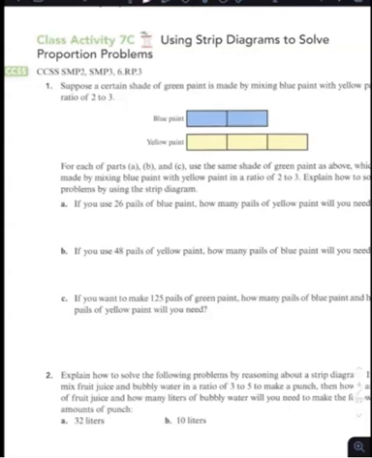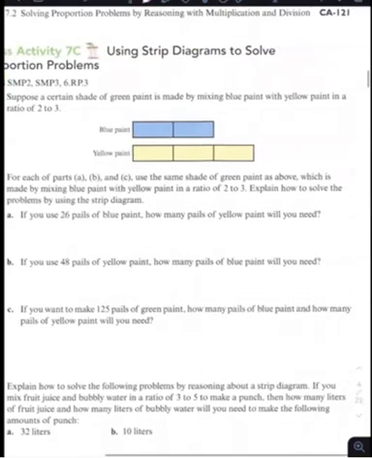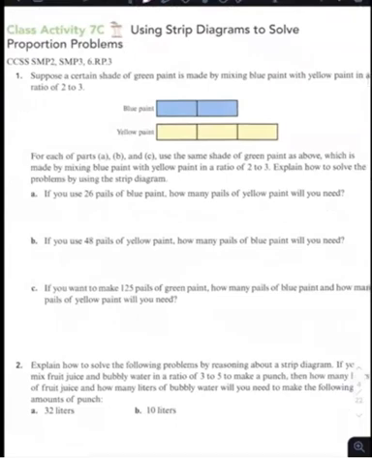Suppose a certain shade of green paint is made by mixing blue paint with yellow paint in a ratio of 2 to 3. Now, where is our ratio of 2 to 3 in this picture? All right, so notice that there are 2 of the blocks here and 3 of the blocks here. So if we mix up that much blue paint and that much yellow paint, we will have a ratio of 2 to 3. For each of parts A, B, and C, use the same shade of green paint as above, which is made by mixing blue paint with yellow paint in a ratio of 2:3. Explain how to solve the problem by using the strip diagram.